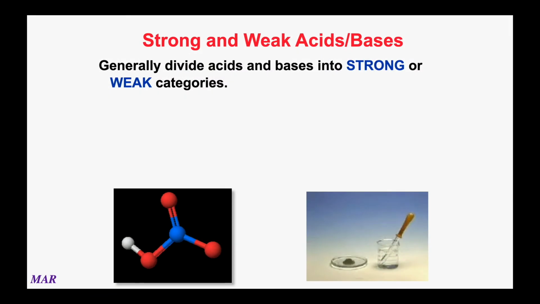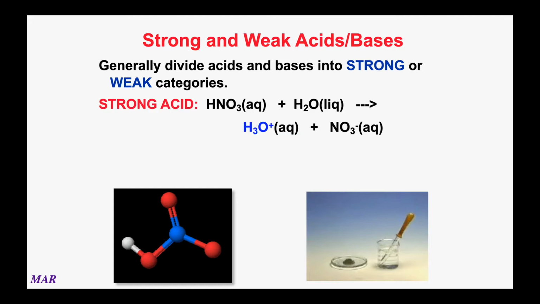When you think about acids and bases, we do break them down into strong and weak categories. So you can have strong acids and weak acids, and you can have strong bases and weak bases. Strong acids are acids that dissociate 100% into hydronium and some kind of counterion. So this is an example of nitric acid, HNO3.